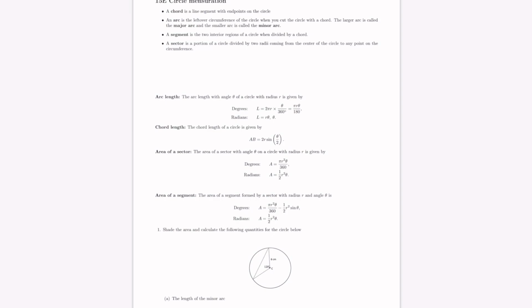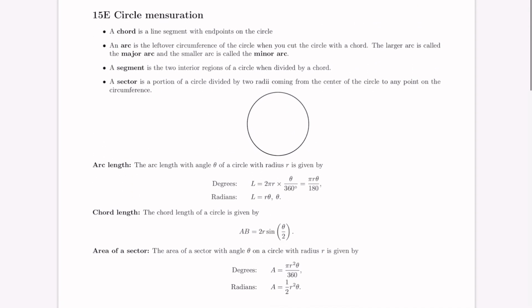We're going to be talking about circle mensuration in exercise 15E. So just a few definitions before we start out of circle geometry. If I draw a circle here, I'm just going to talk about what some of these words mean. You probably have already come across most of them, but I've got to formalize it for you. A chord is a line segment with endpoints on the circle. The red one, for example, is your chord. Now, an arc is the leftover circumference of the circle when you cut the circle with a chord.